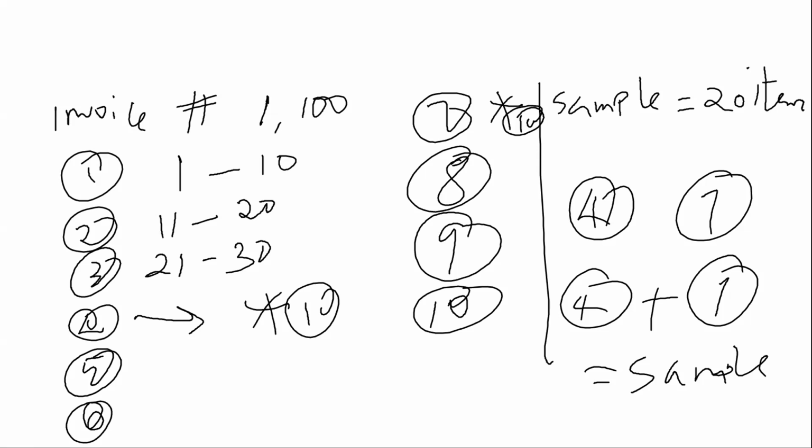Then the next method is called the stratified sampling method. Let me go back to the board so that I can explain it.